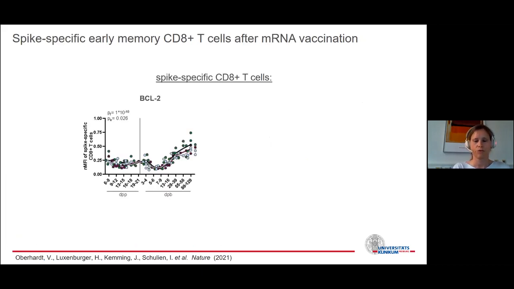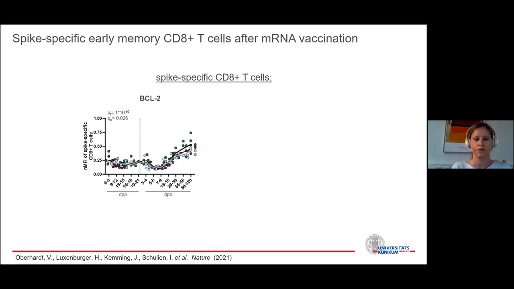Next, we then wondered about the memory establishment after mRNA vaccination by the BioNTech Pfizer vaccine. And to get a broad impression, we first checked for the expression of BCL2, and we could see an increase in the expression of the anti-apoptotic molecule BCL2, and this increase of the BCL2 expression is a sign of the establishment of a CD8 T cell memory response.